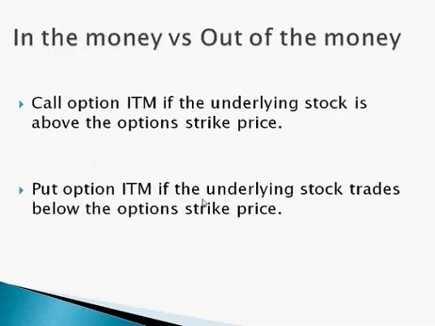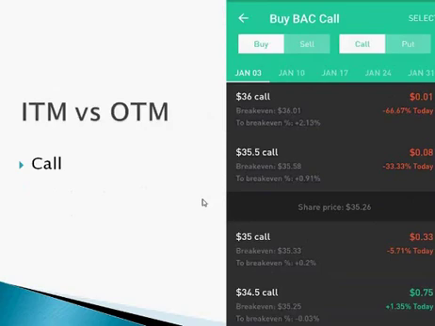Now, in the money versus out of the money. This is an important term that you need to understand. For call options, it's said to be in the money if the underlying stock is above the option strike price. Let's look at an example. This is the Bank of America options chain. It's going to expire January the 3rd. The current price is $35.26. The strike price is below the underlying current price that is trading right now, so this is going to be in the money.